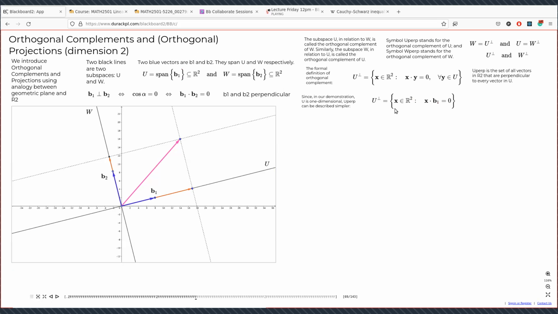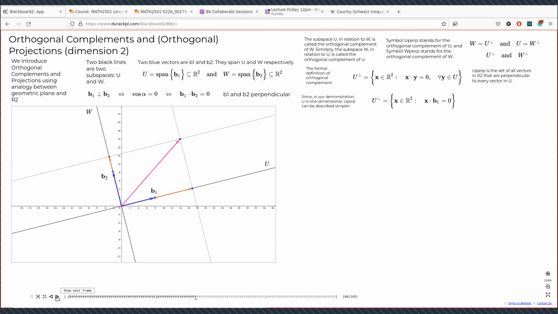U perpendicular: all those vectors in R2 which are perpendicular not to everything in U, but just to one vector in U, that particular single basis vector. See how simple it became? In terms of finding U perpendicular in your tutorials, this will be way better than the original definition. And you will see this in the examples next week in your tutorials.